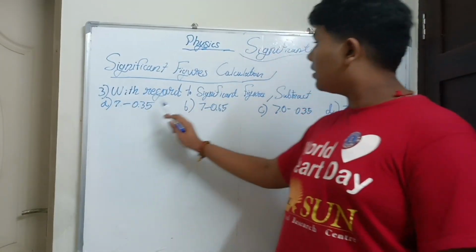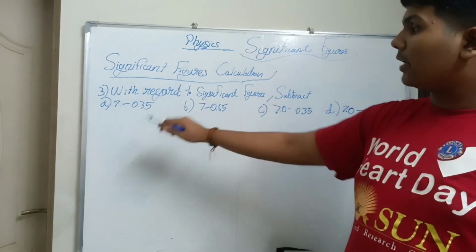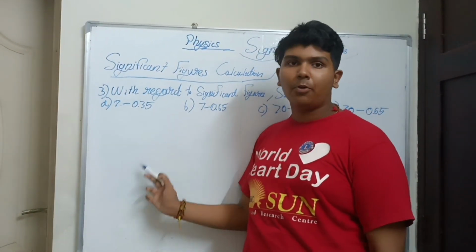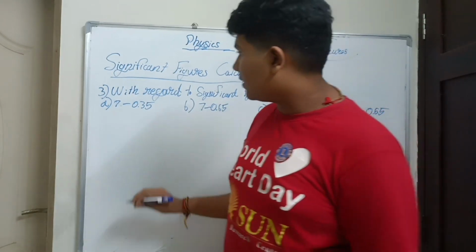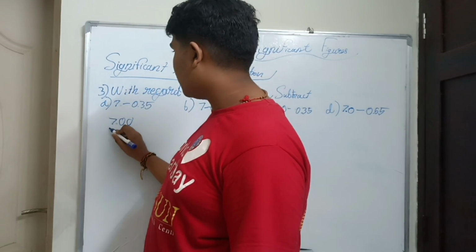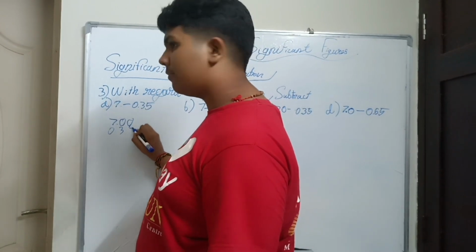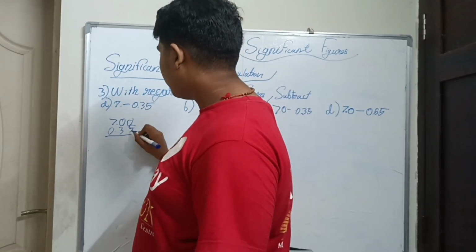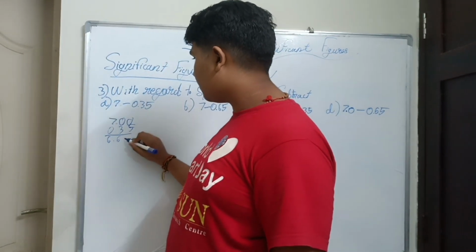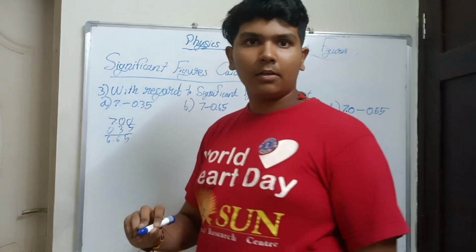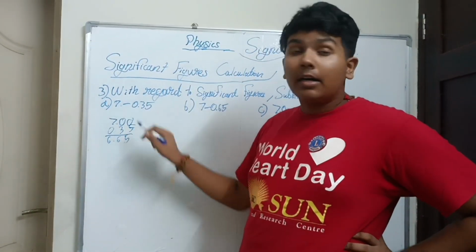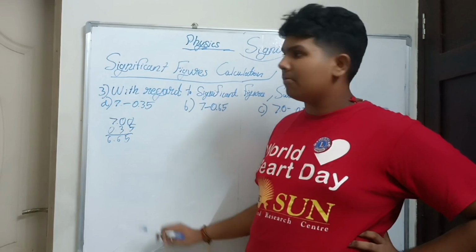Third one. With regard to significant figures, subtract the following here. So the first question here we have 7 minus 0.35. So how do you subtract here? 7. We assume there is a decimal here, 0.35. So what will you get if you subtract? You will get 6.65, right? But just count how many significant figures are there in the decimal.